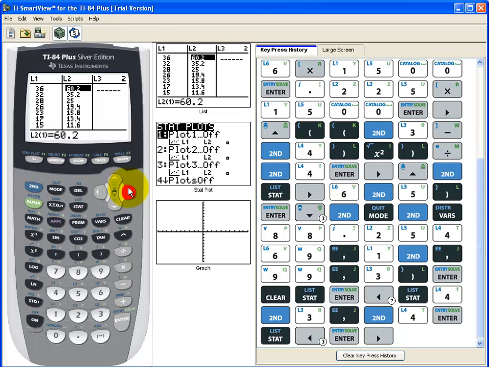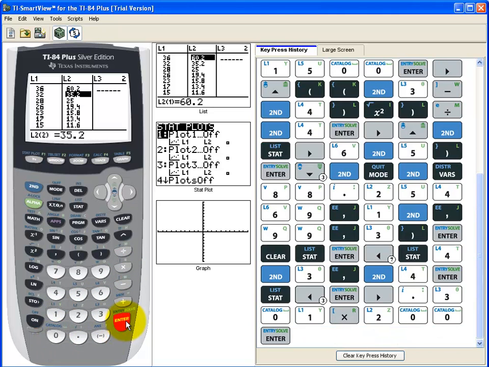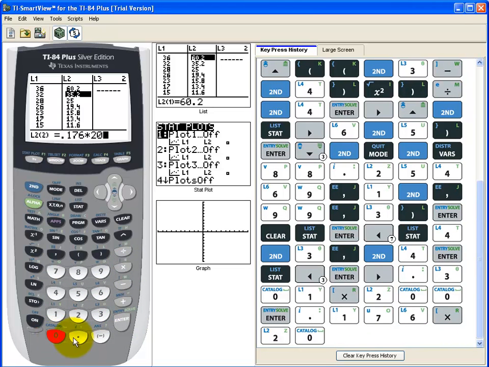So where did that 60.2 that you see right there come from? Well, we took the probability of a 1, which is 0.301, and we multiply that by 200. And you can see it's 60.2, and the probability of a 2 is 0.176, and we multiply that by 200. And that's where the 35.2 came from, as you can see. So the rest of the list is populated in that way.